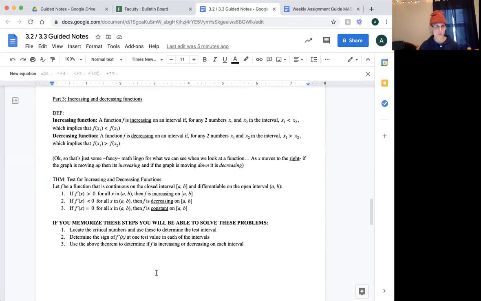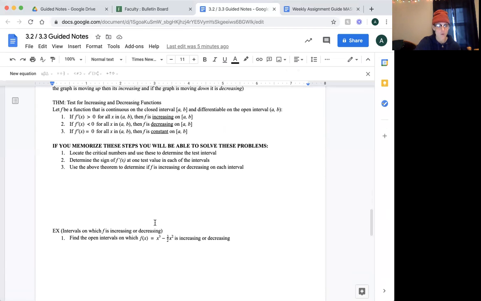So now we move on to a theorem, a test for increasing and decreasing functions. Let f be a function that is continuous on the closed interval and differentiable on the open interval (a, b). If your derivative is greater than 0, then f is increasing. If your derivative is less than 0, then f is decreasing. And if your derivative is equal to 0, then your function is constant. Okay, so we are using the sign of the derivative to tell us something about the function.